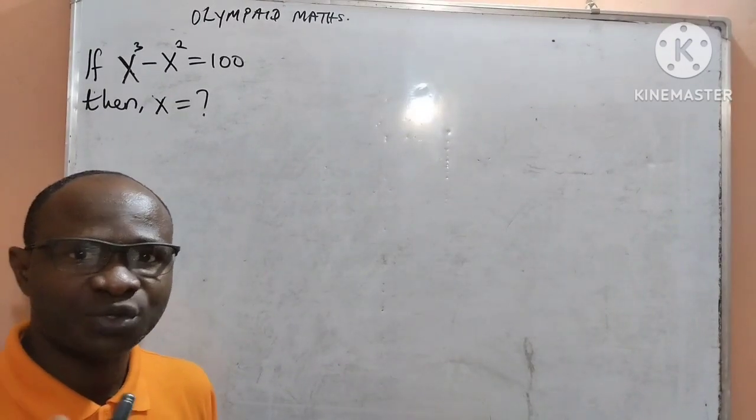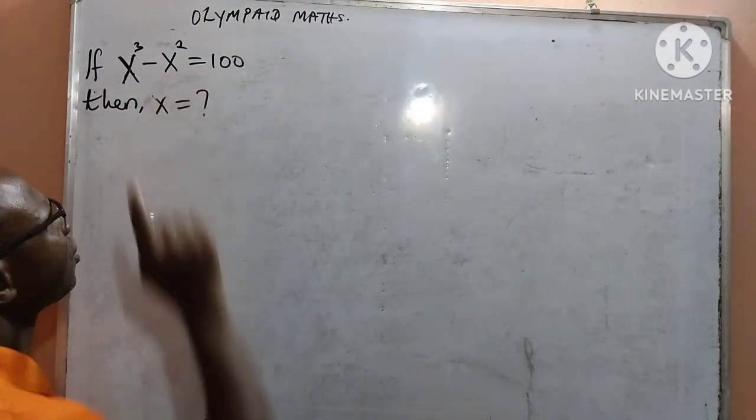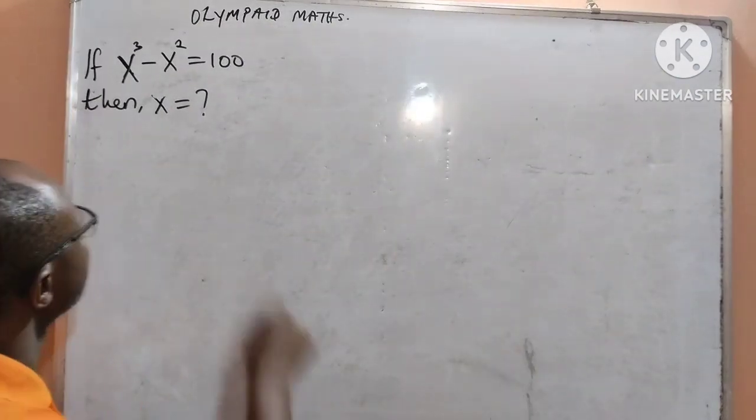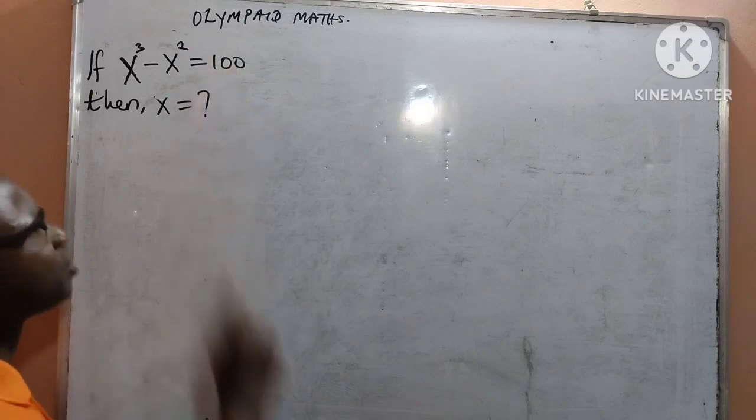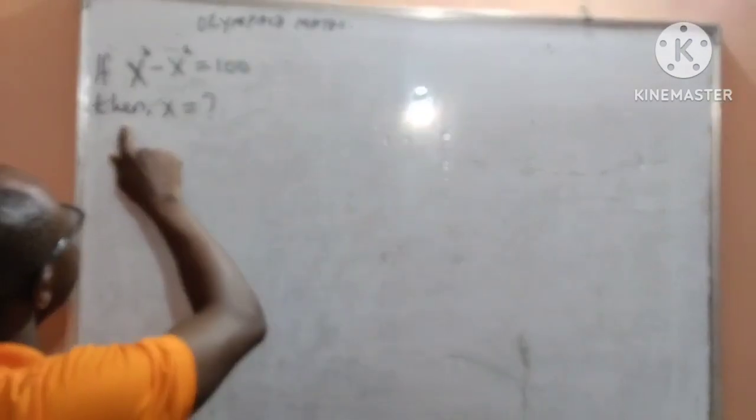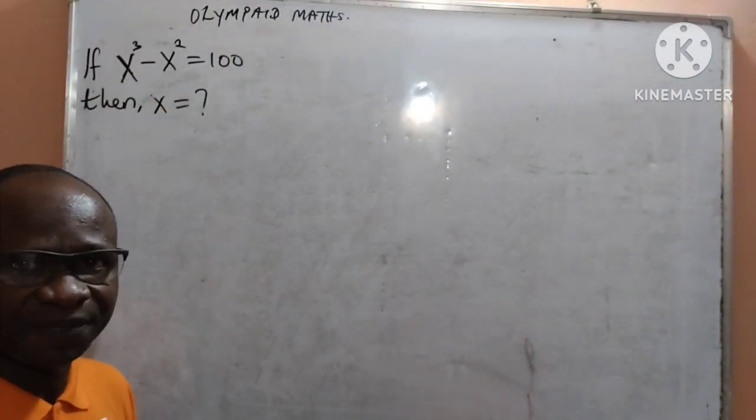In today's class, we want to solve the written Olympiad question on the board. x raised to the power 3 minus x raised to the power 2 is equal to 100. We want to evaluate and get the values of x.